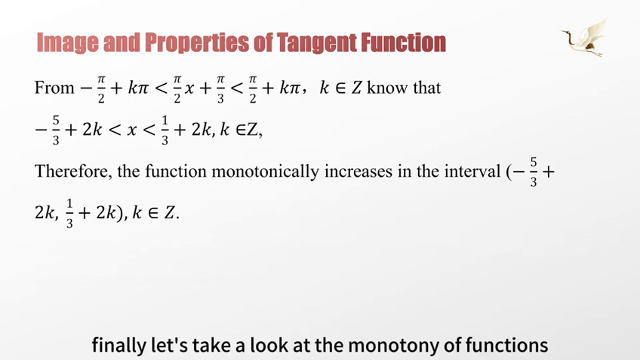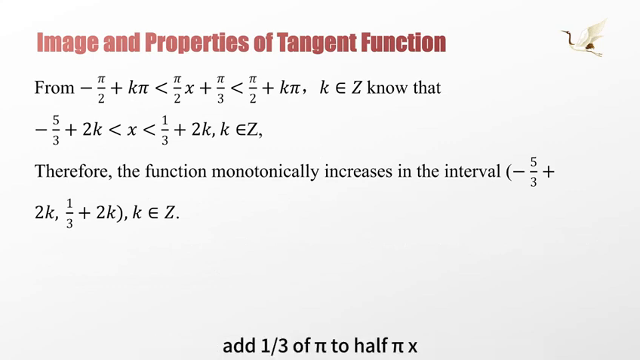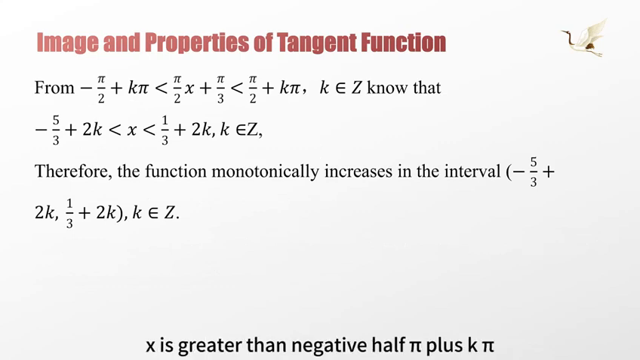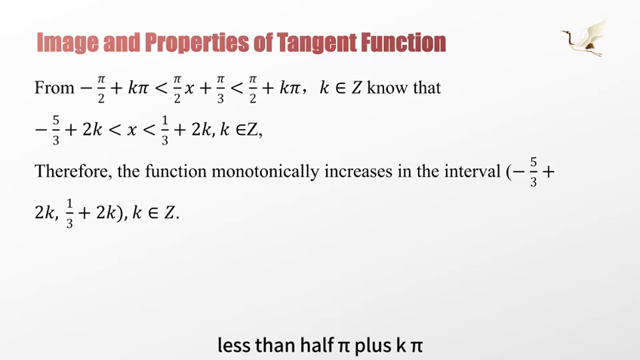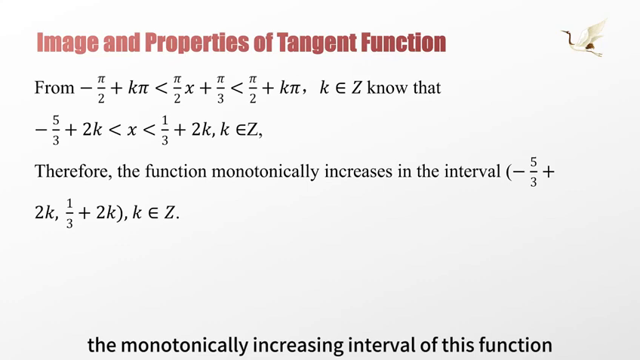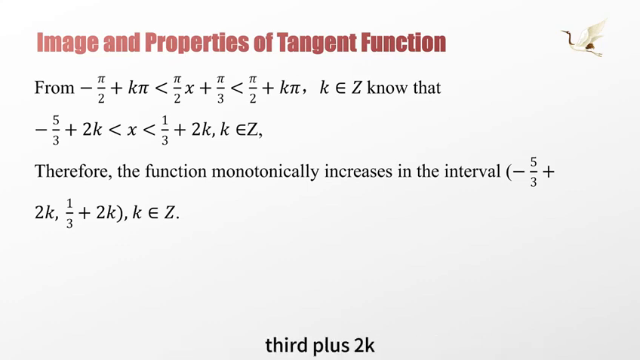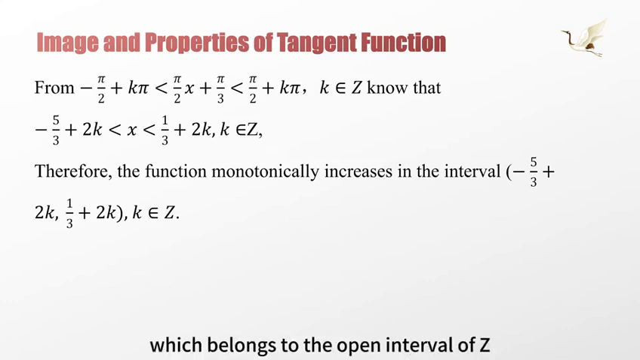Finally, let's take a look at the monotonicity of the function. Setting half pi x plus 1/3 pi greater than negative half pi plus k pi and less than half pi plus k pi, we solve for x being greater than negative 5/3 plus 2k and less than 1/3 plus 2k. Therefore, the monotonically increasing interval of this function is the open interval from negative 5/3 plus 2k to 1/3 plus 2k, where k belongs to Z.